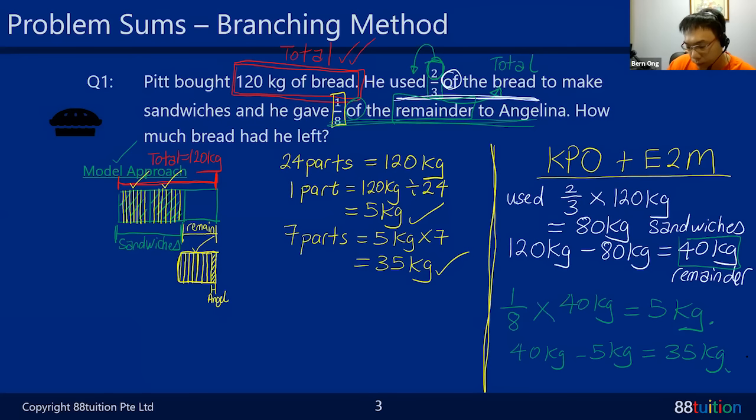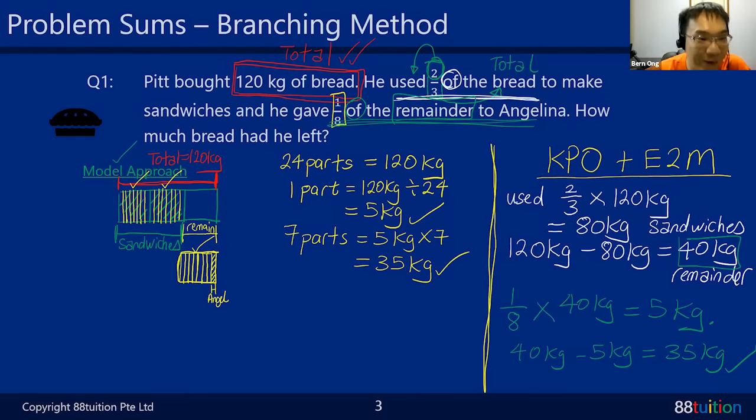Can you see or not? So again, students, there's a lot of methods, really a lot of methods to get to the answer. One is the model approach. Another one, you can use from English to mathematics. And the step-by-step, you show it very clearly. Nothing will go wrong.